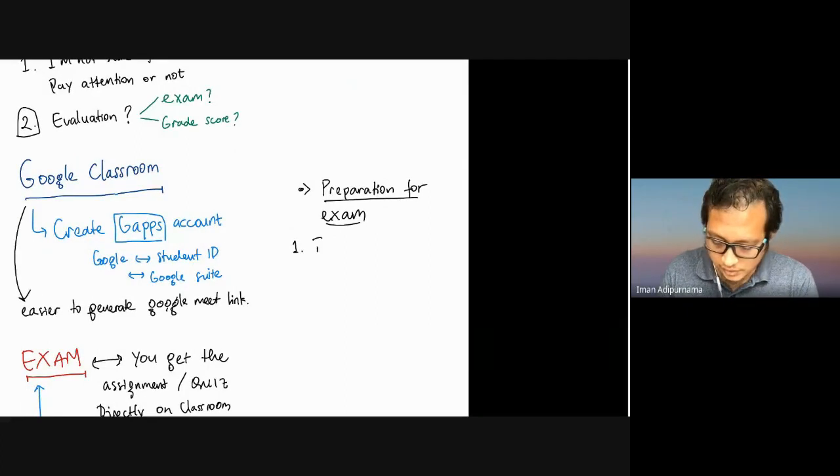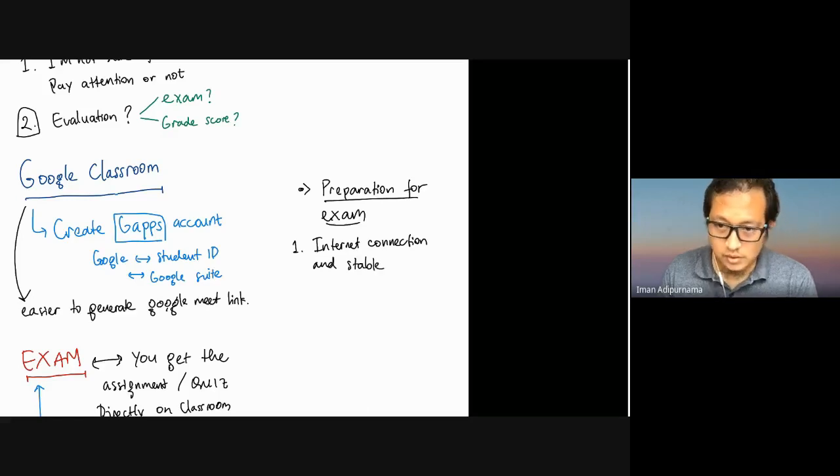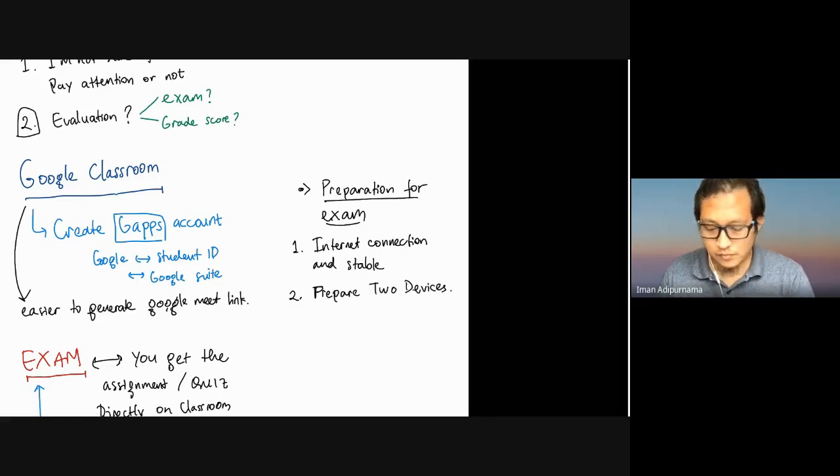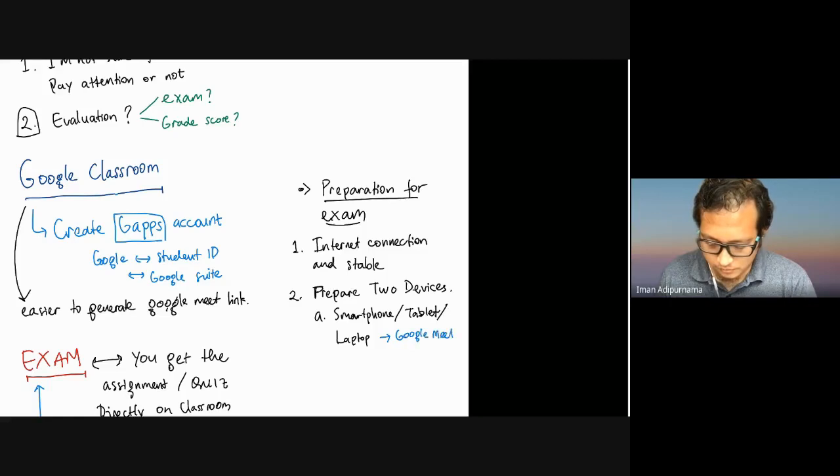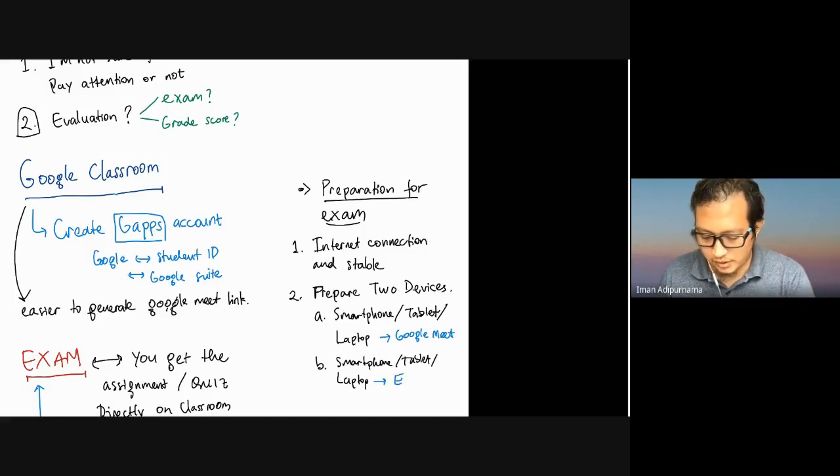So preparations first. Number one, make sure your internet is okay. Number two, you need to prepare two devices. The first device, you can choose. It can be your smartphone, it can be your tablet, it can be your laptop. This device will be connected to Google Meet. The second device, you can also choose smartphone or tablet or laptop. This is for opening the link for the exam.